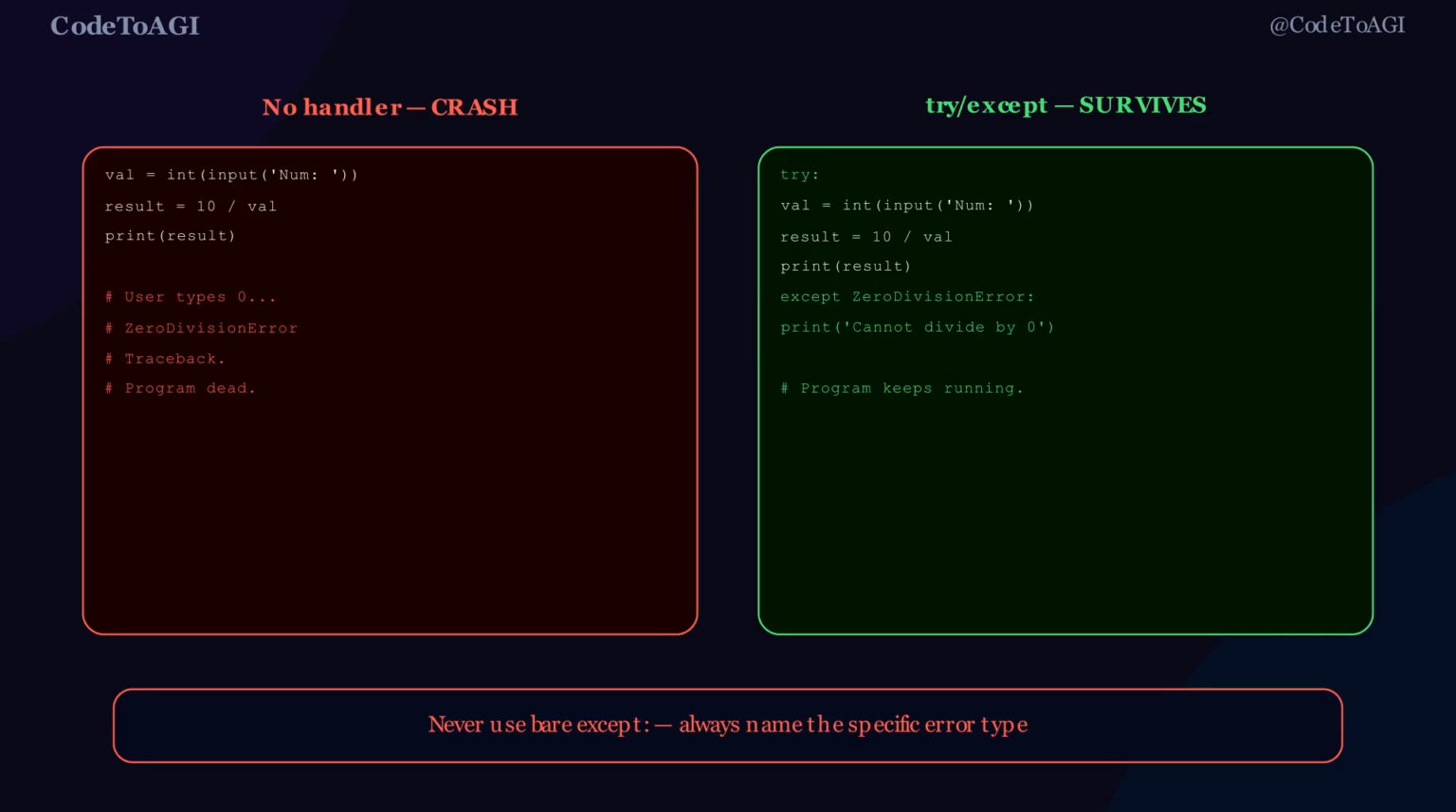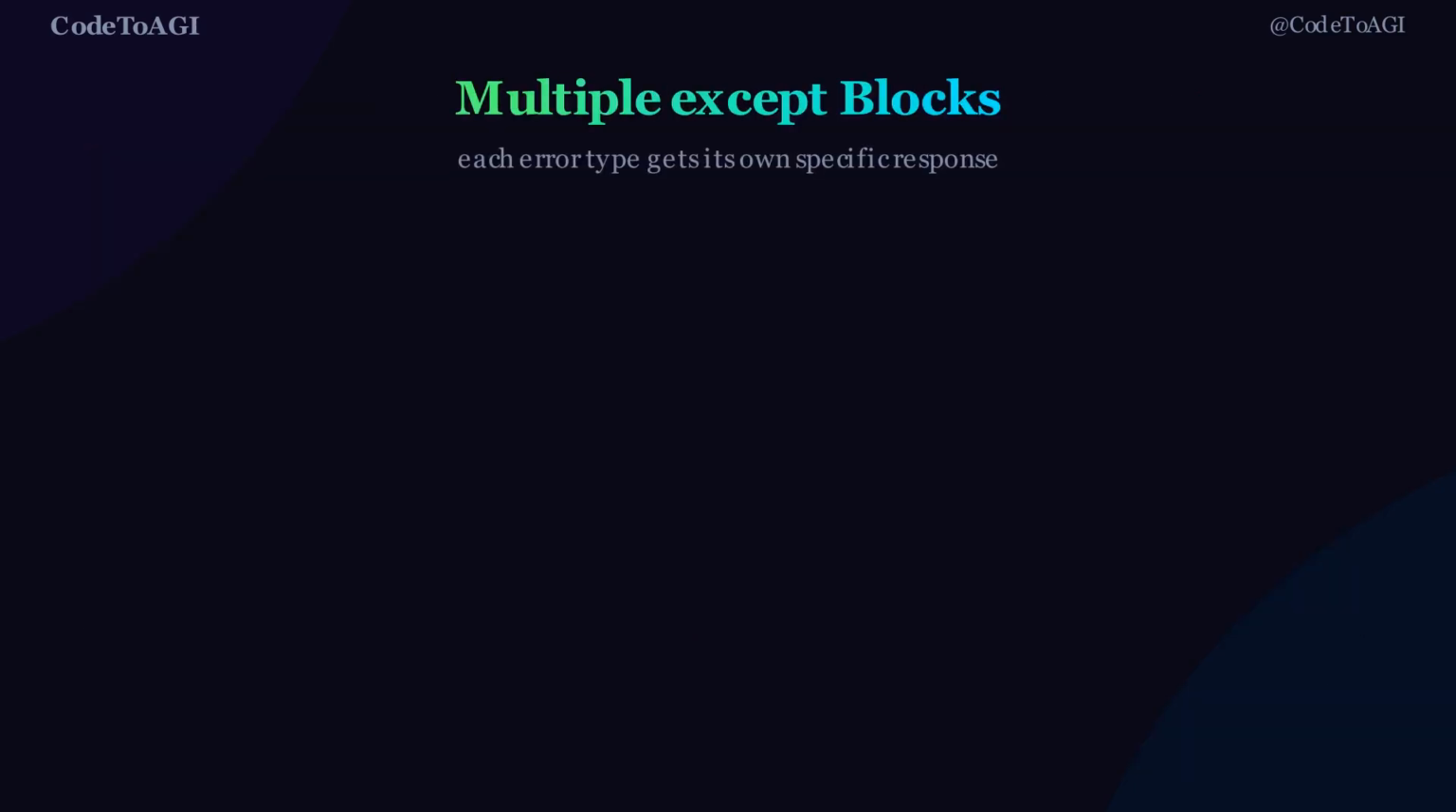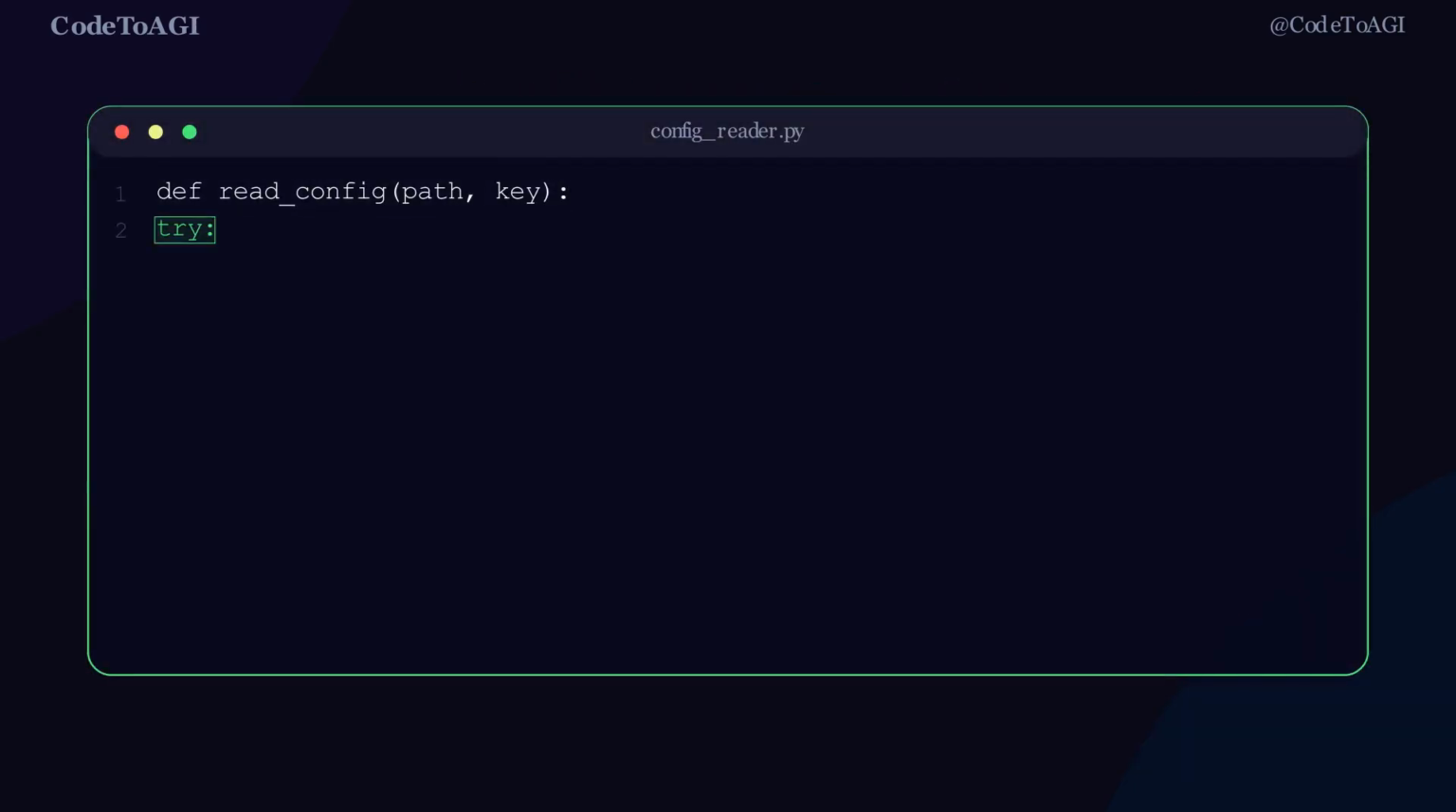One rule to remember. Never use bare except: with no error type. That catches everything, including keyboard interrupts. Always name the specific error. Different errors need different responses.